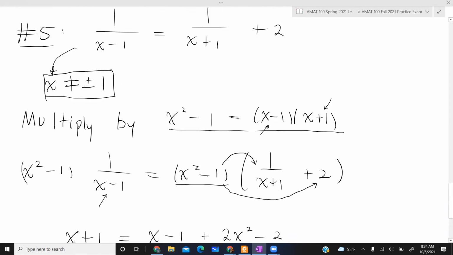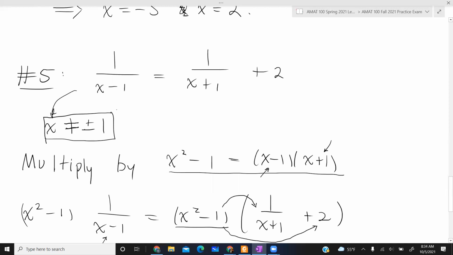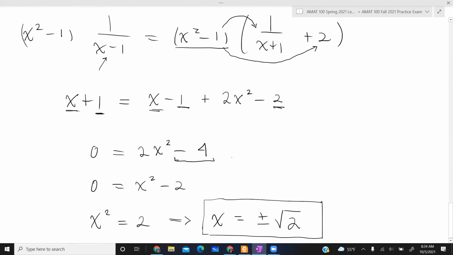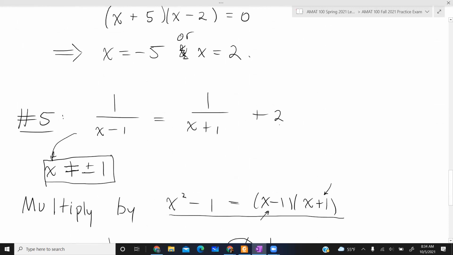I didn't have to worry about that. I didn't have to check to make sure. You can just plug plus or minus square root of 2 into the original equation, and you will in fact see that they satisfy the equation. But I'm not going to ask you to do that on the exam because that's just too much.